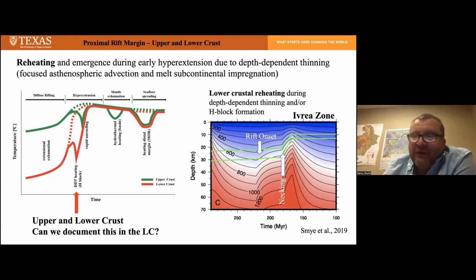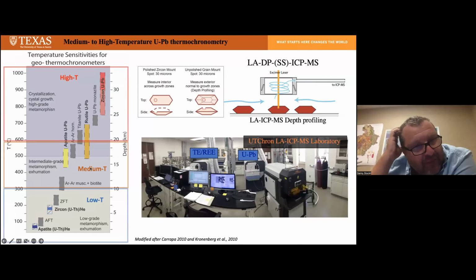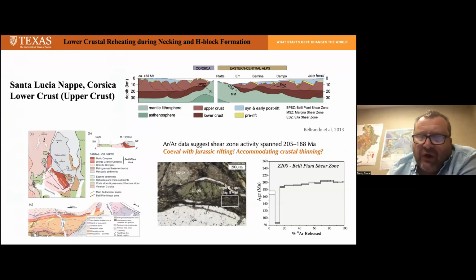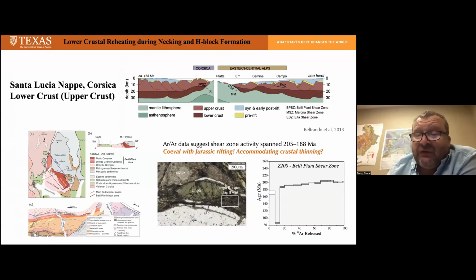But do we see this reheating in the lower crust? In order to do that, what we want to do is briefly look at the high temperature thermochronometers, both apatite uranium-lead, rutile, and zircon uranium-lead in terms of metamorphic rims. So a few years ago, my then graduate student, Nikki Seymour, and I went to Corsica and looked at this fossil hyperextended rift margin that's exposed.